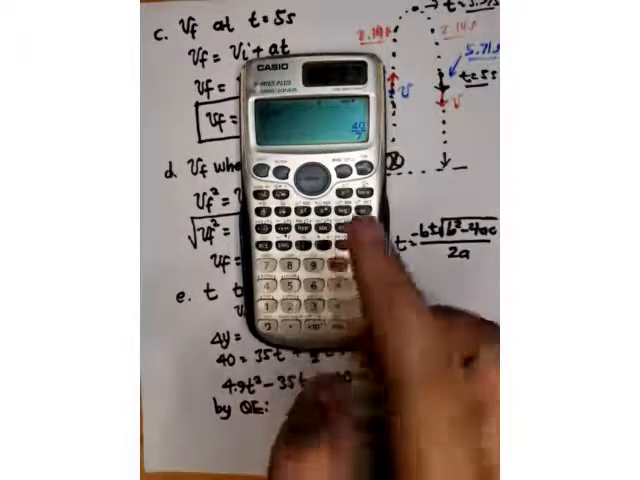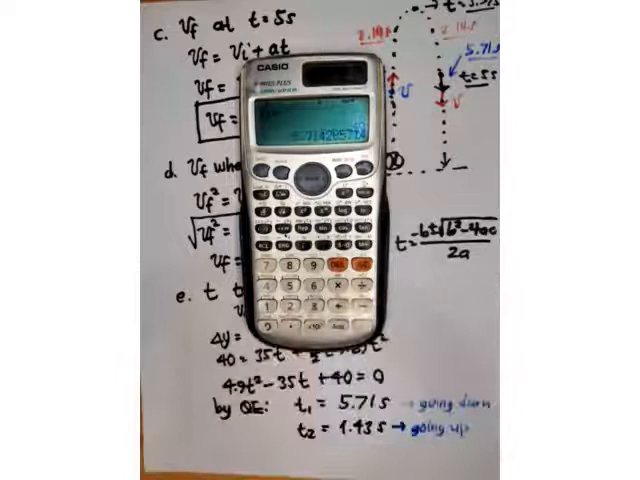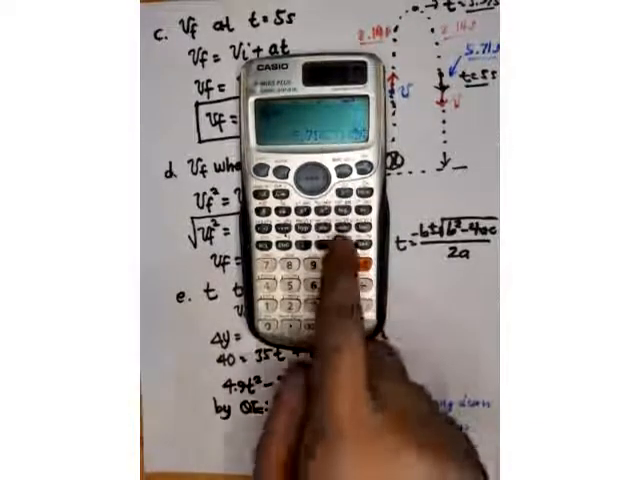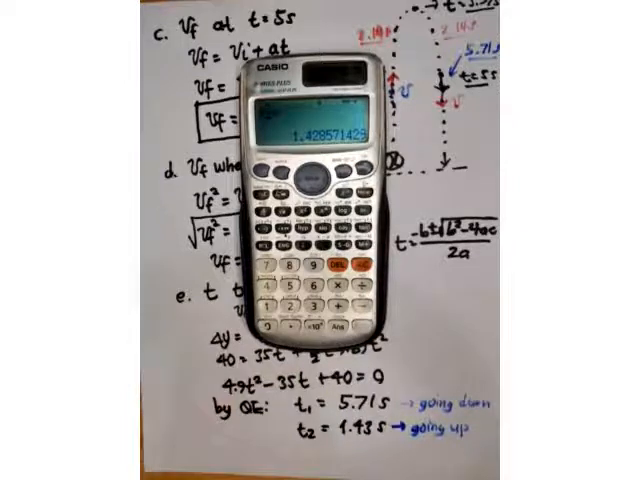Okay, so the x1 is the first, the time 1, t1, and then time 2 is 1.43.